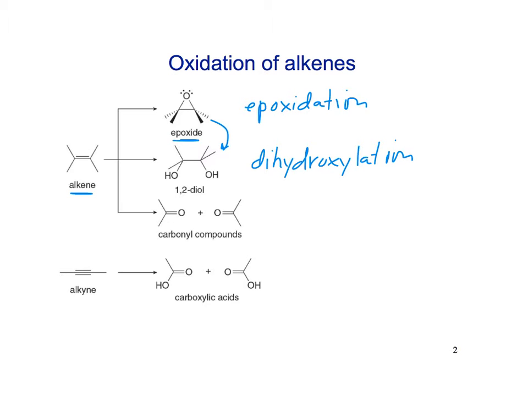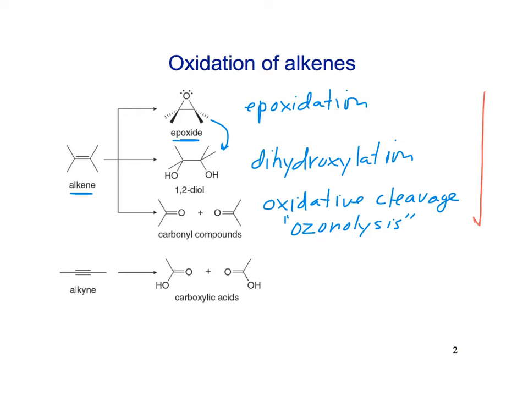The final reaction of alkenes is called an oxidative cleavage. And it cleaves the entire carbon-carbon bond, both bonds of the double bond, to form two new carbonyl compounds. And this specific reaction is called an ozonolysis, because we use ozone to do the cleavage. Notice as we go downward in this list, we are getting more oxidized.